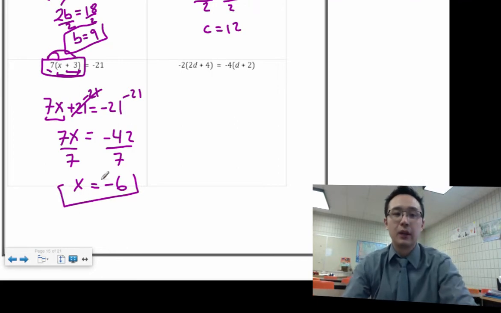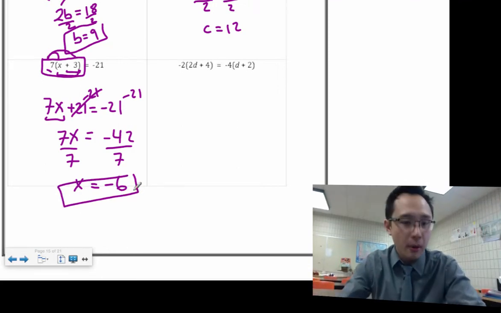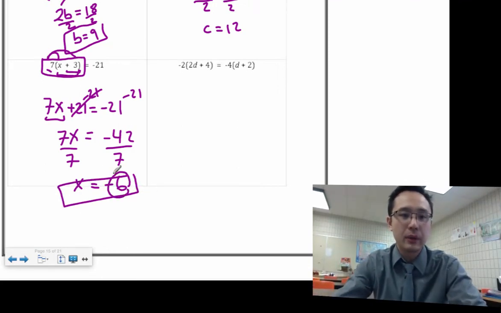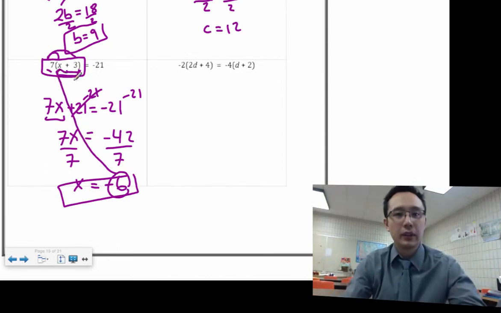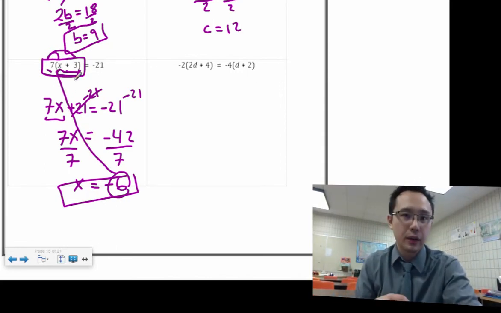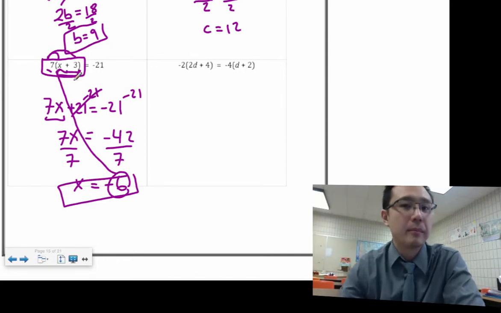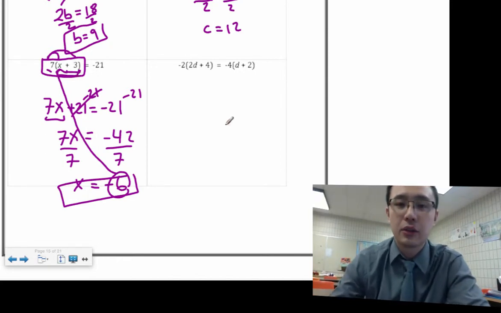That's it. If you ever want to check this stuff, always substitute this back into wherever you see x. If your left side is equal to the right side, then you're right. If they're not, double check your work. It must be a negative or positive sign issue.